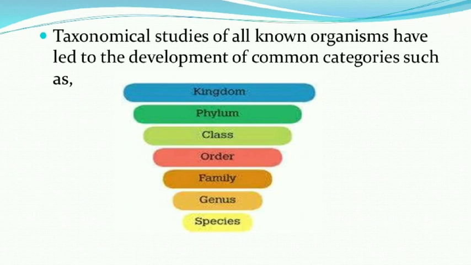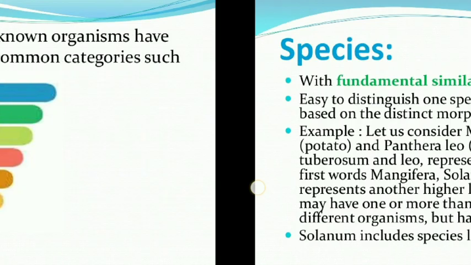Taxonomical studies of all known organisms have led to the development of these 7 common categories, such as kingdom, phylum, class, order, family, genus, species. These are called obligate categories. Obligate means compulsory. Without any one of these categories, the classification of any organism is incomplete. Hence, for the classification, all these categories are mandatory. Okay, we shall see one by one what they mean.